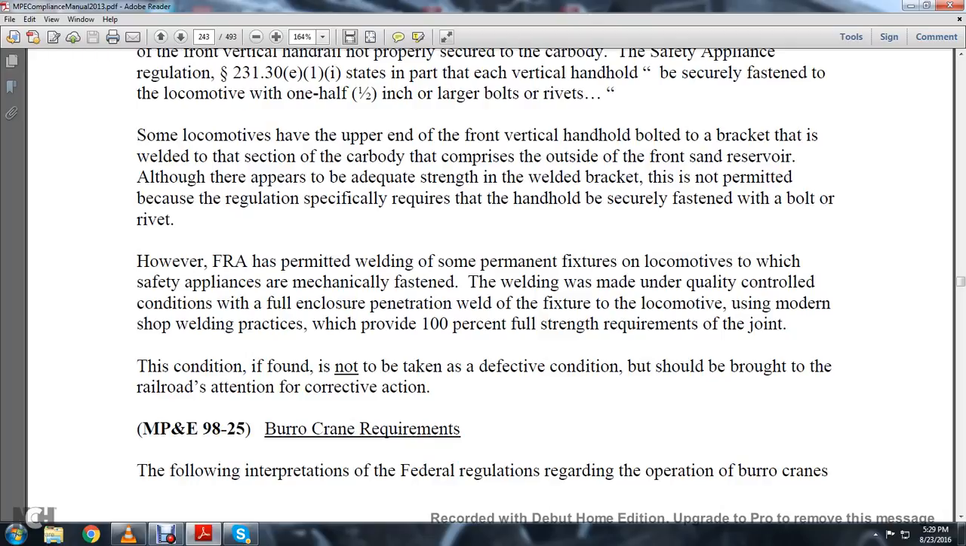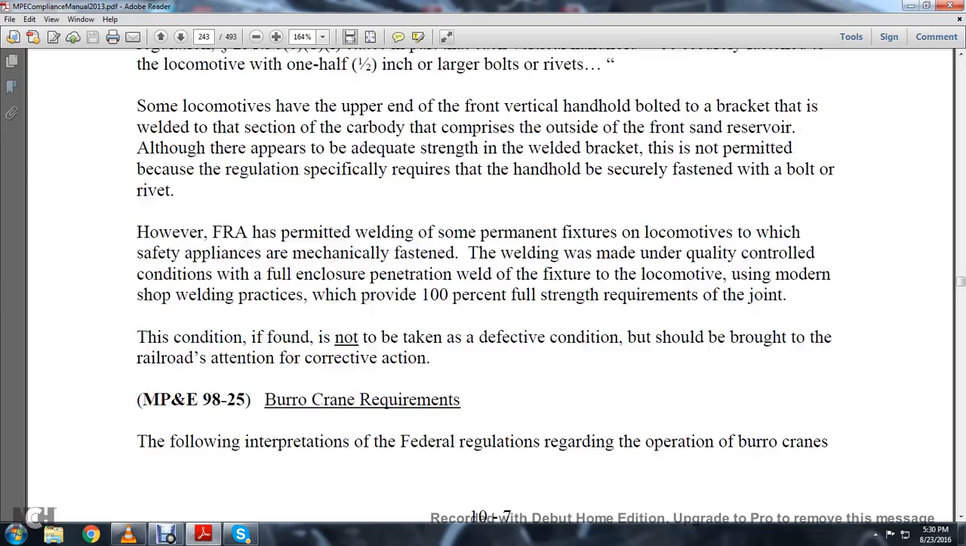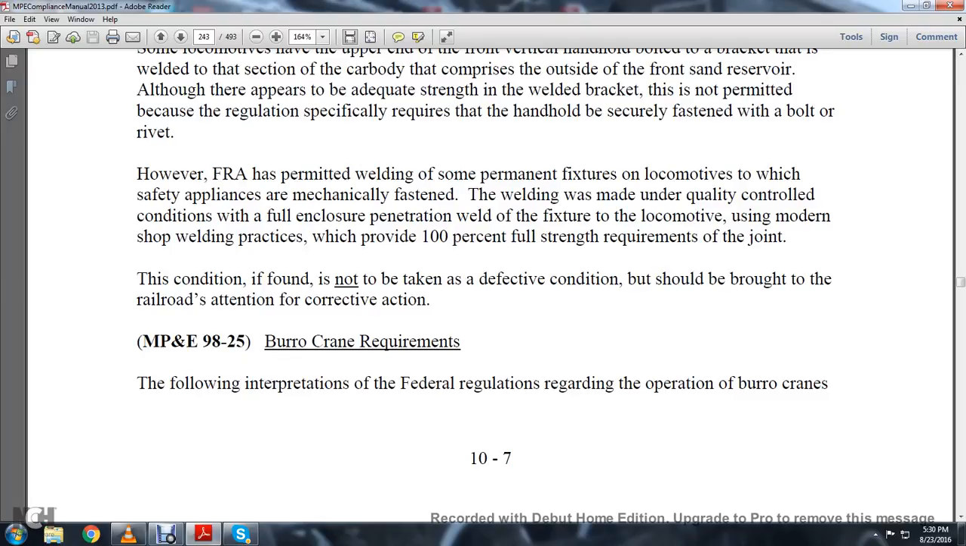However, the FRA has permitted welding in some approved fixtures on the locomotive to which the safety appliances are mechanically fastened. The welding was done under quality controlled conditions, with fully enclosed penetration welded fixtures attached to the locomotive using modern shop welding practice, which provides 100% of the full strength requirement of the joint. If a defective condition is found, it should be brought to the railroad's attention for corrective action. Motive Power and Equipment 9825, the burro crane requirements.